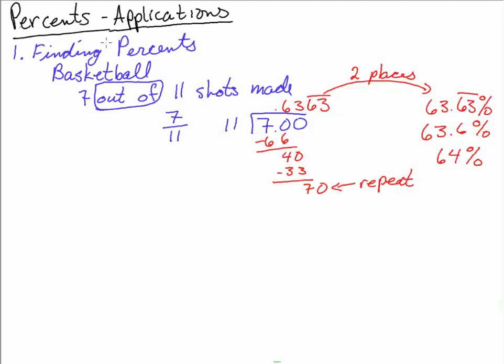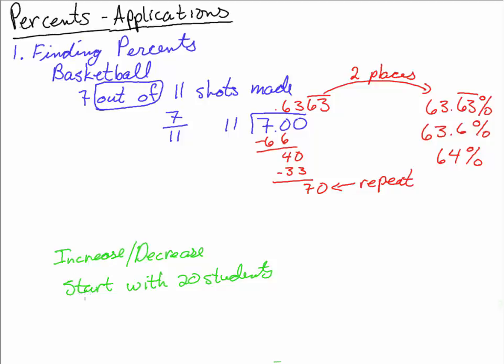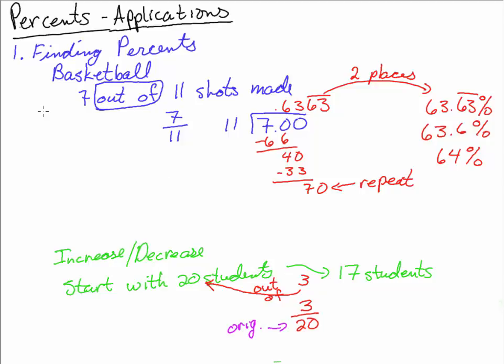Let's look at another one of finding percents. This one would be like an increase or a decrease. So let's say we start with 20 students and then it dropped down to 17 students, which means we dropped 3 out of the original 20. So again, 3 out of the original. So we write it like this, 3 out of 20, where the bottom one, make sure that always happens, is always the original, not the 17, because we dropped 3 from the original 20.